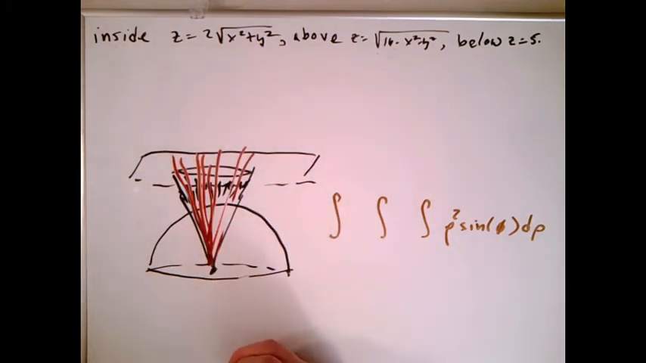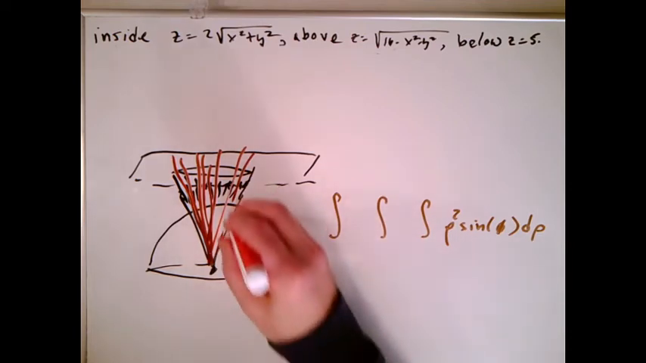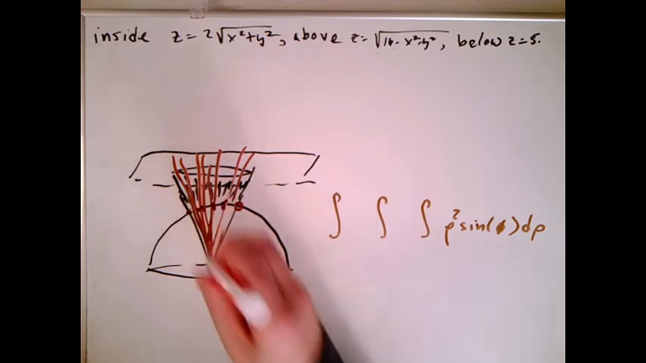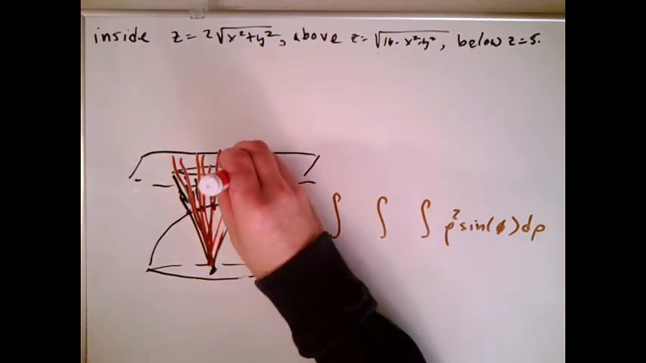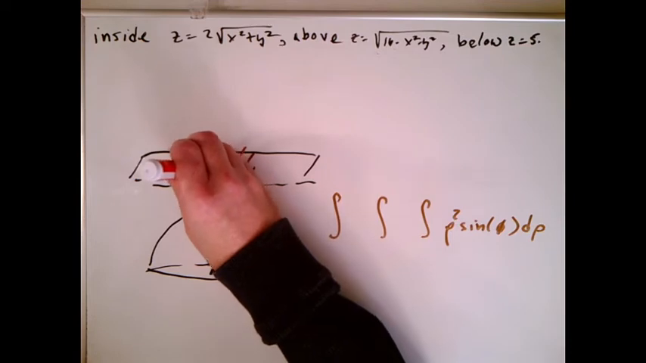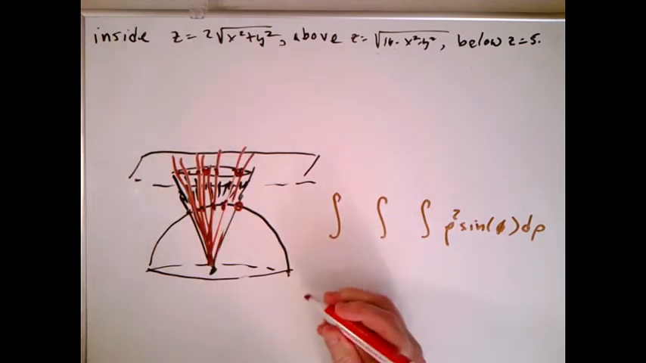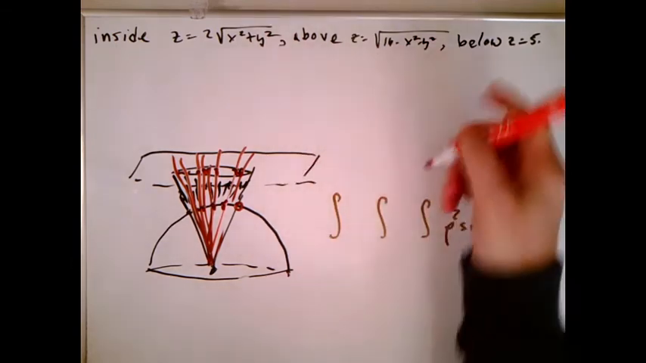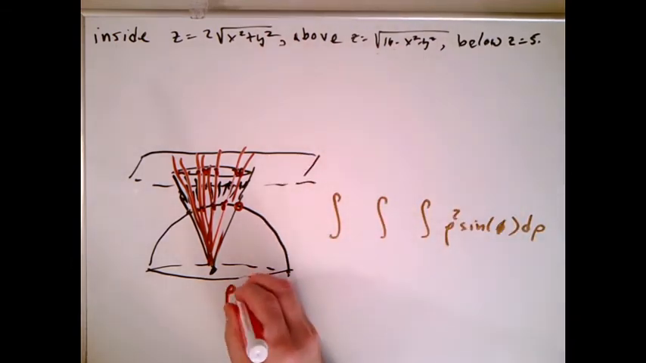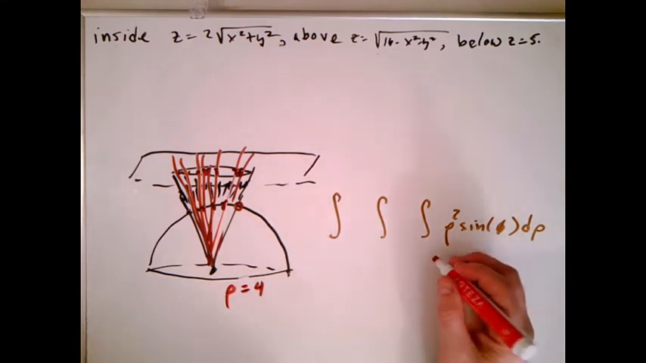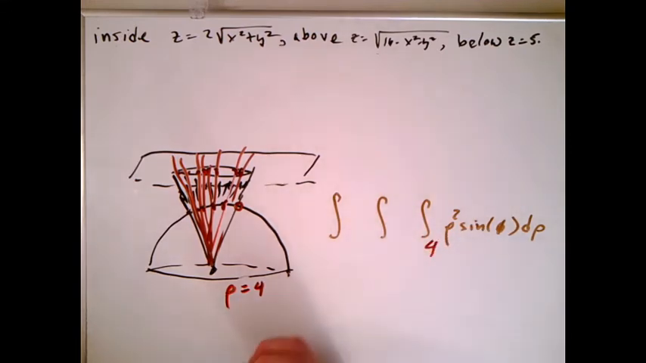Now, in order to find the limits of integration of rho, I need to know what rho is as those rays enter the region. Well, they're all entering the region as they hit the sphere. They're all leaving the region as they hit the plane. Now, in spherical coordinates, the equation of a sphere is really easy. This is a sphere of radius 4, and so the equation is just literally rho equals 4. It even feels like radius is 4, which is great.